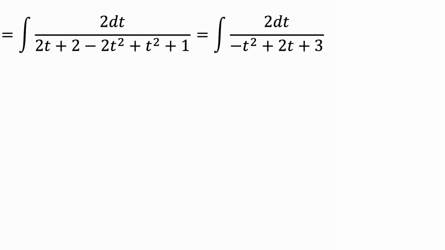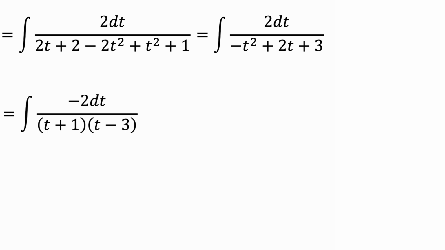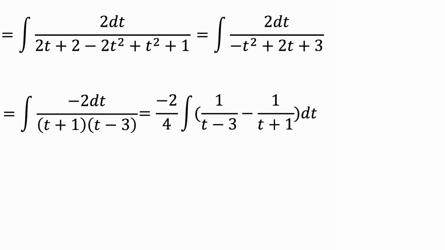What exactly do I do? I will factorize the denominator. I factor out a negative from the denominator and move it to the numerator. Then I factor the denominator. Does everyone remember factoring? I am going to decompose this. The numerator is negative 2 dt, and the denominator is t plus 1 times t minus 3. Look, there is a partial fraction decomposition method. It states that it becomes 1 over the smaller factor minus 1 over the larger factor. This is a very quick method for decomposing the product of two linear terms.